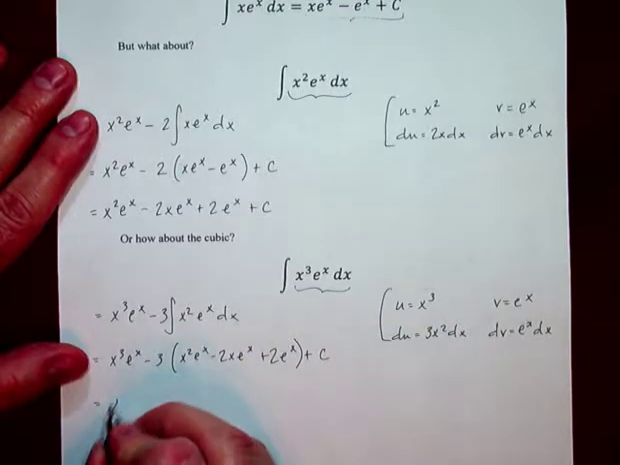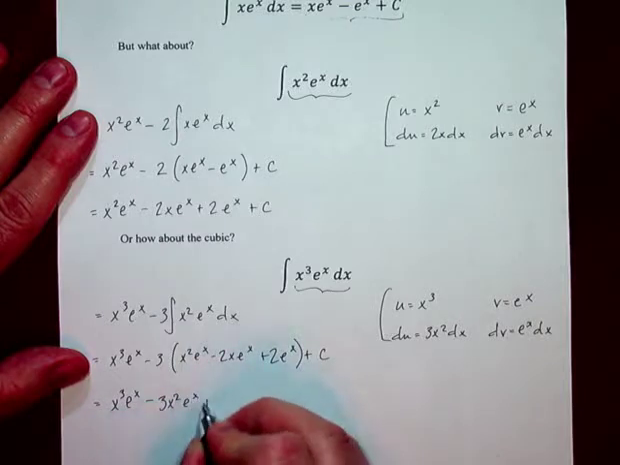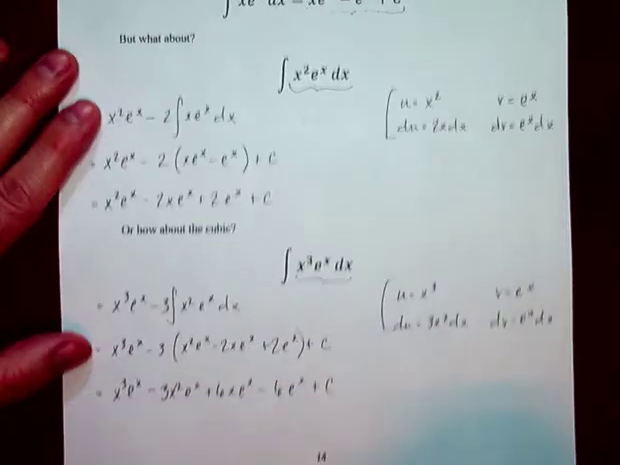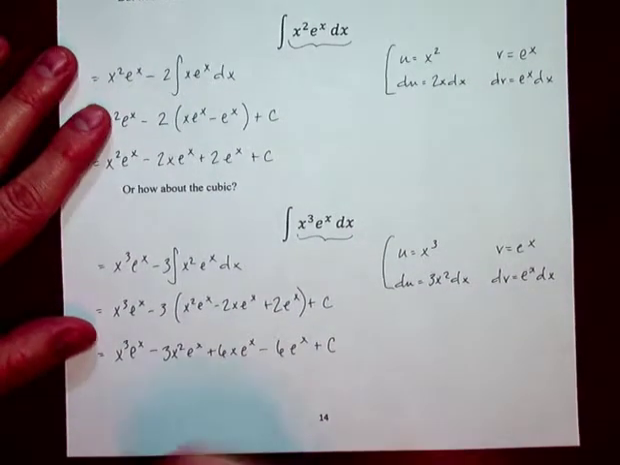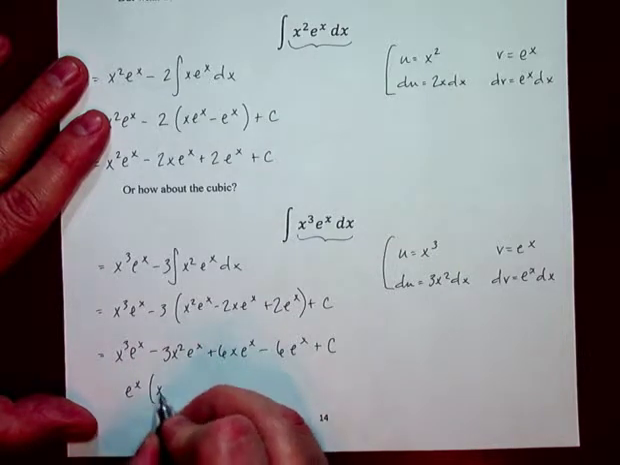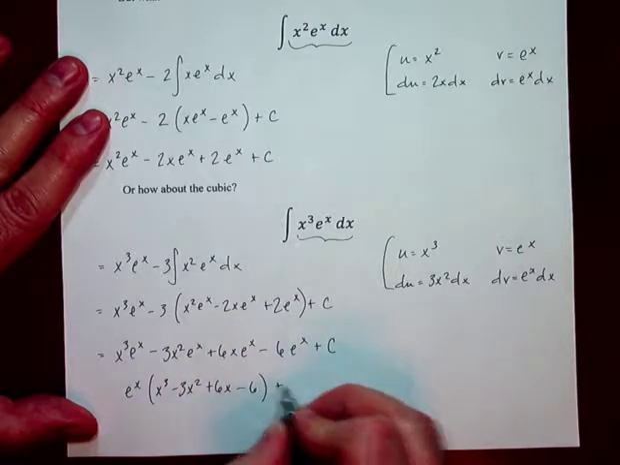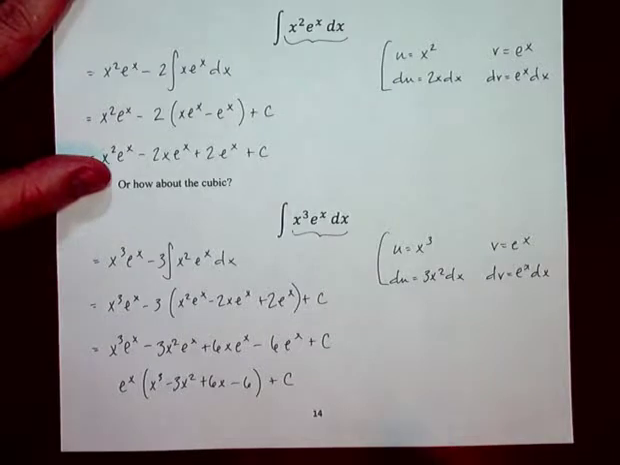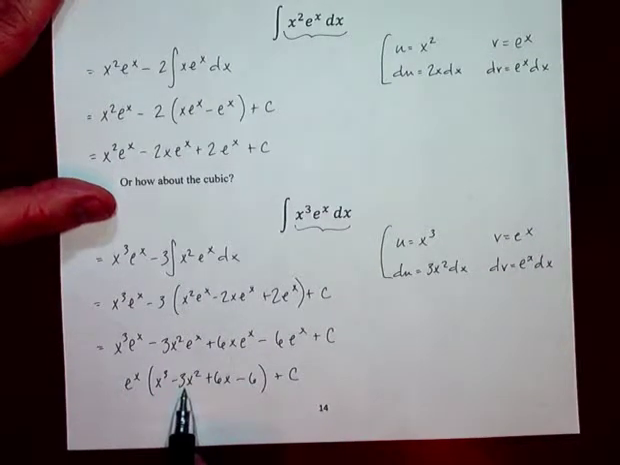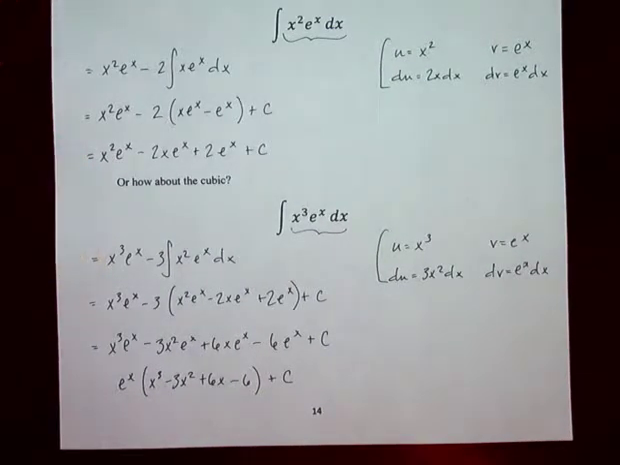And that winds up being x cubed e to the x minus 3x squared e to the x plus 6x e to the x minus 6 e to the x plus c. And on all of these, if you want to clean it up a little bit, you can factor out an e to the x and get x cubed minus 3x squared plus 6x minus 6 plus c. And if you'll notice, each successive term is the negative of the derivative of the preceding term. Well, that shouldn't surprise anybody.